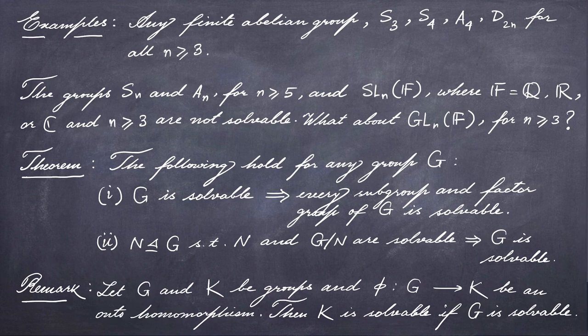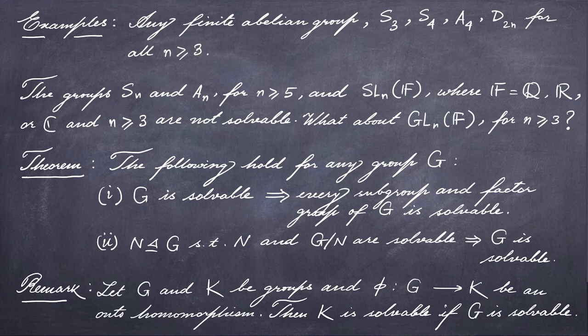So the theorem says that for any group G, if G is solvable, then every subgroup of G will be solvable, and every factor group of G will also be solvable. And we do have, in a sense, a converse. It says that if N is a normal subgroup of G such that N and G/N are solvable, then G has to be solvable. So the first part of the theorem says every subgroup and factor group of a solvable group will be solvable, and the second part says that if we can find a suitable subgroup of the group G such that the subgroup and the corresponding factor group both happen to be solvable, then that will force the group itself to be solvable.